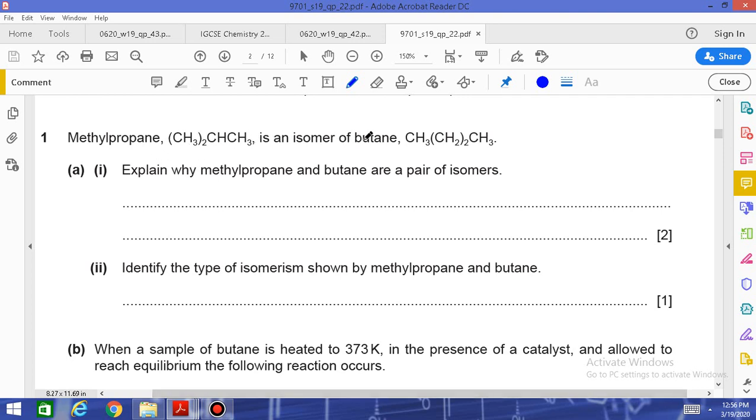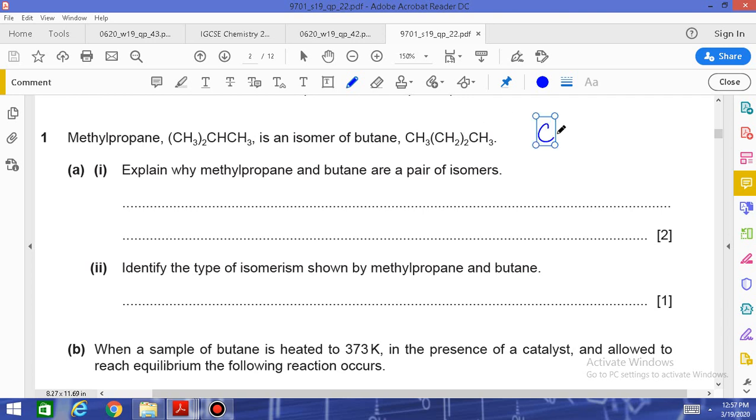Methylpropane is an isomer of butane. Explain why methylpropane and butane are a pair of isomers. Okay, so in this case, we know that methylpropane and butane are structural isomers. So they have the same molecular formula.